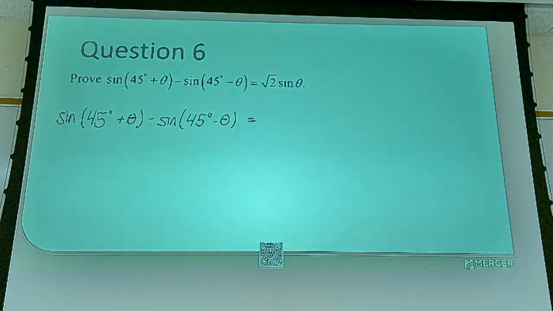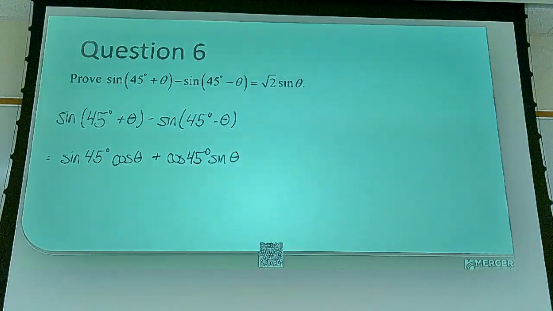Use the sum identity for sine. Sine of alpha, cosine of beta, plus, remember, the sine identities keep the same operation, cosine of alpha times sine of beta. And so that's how that one breaks down.